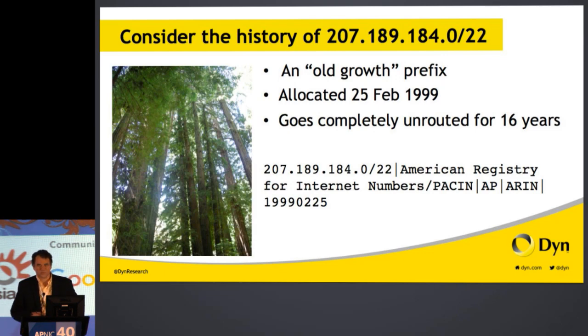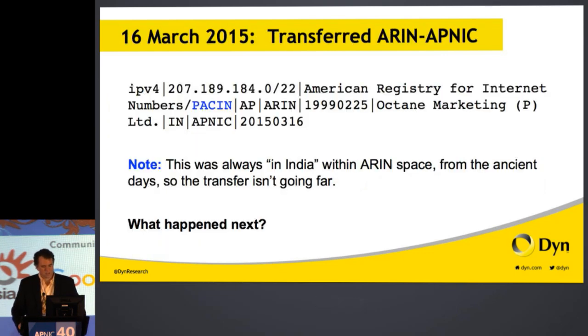So somebody pulls out the chainsaw and cuts this old growth tree down and ships it to Asia. Now it's actually already in Asia because this is in the ARIN registry, but they called it PAC-IN, so it's original Indian space, but somehow it was originally registered with ARIN because that's how it was in the old days. So it's not going very far, but on 16 March of this year, this is what happened. It's been transferred. Great.